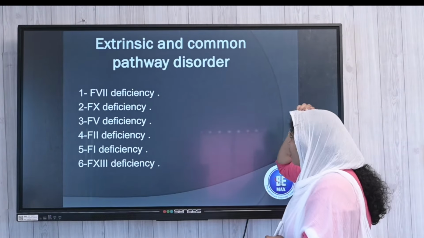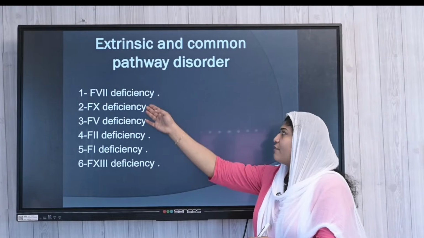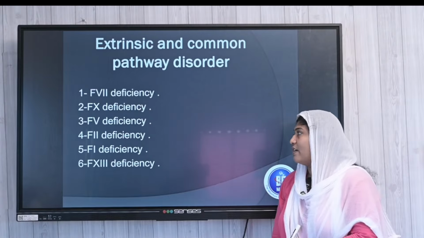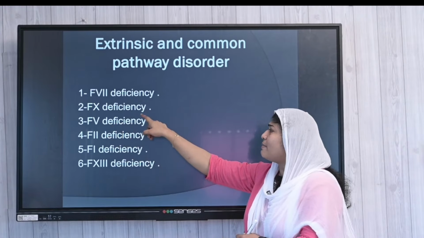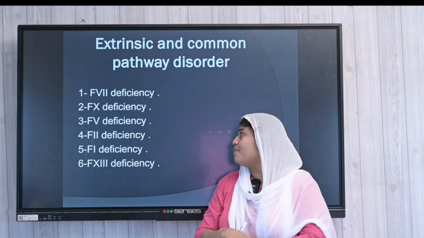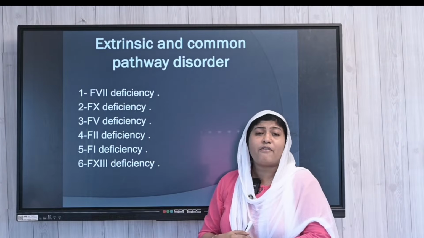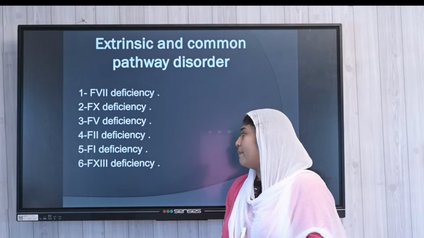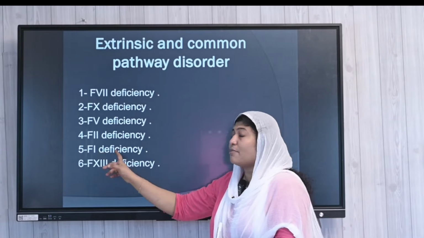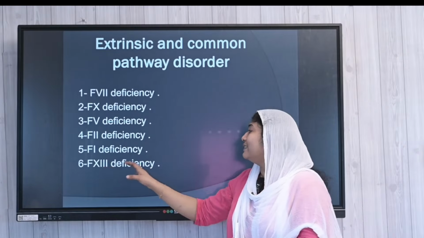Then in the extrinsic and common pathway, the patient will face problems in factor number 7, or stable factor, factor number 10, and factor 5. Factor number 10 and 5 support the common pathway. And factor number 2 deficiency, that is prothrombin deficiency: if a patient is without prothrombin, they cannot convert fibrinogen to fibrin for clot formation. Factor number 1 deficiency, or fibrinogen deficiency, will be affecting, and factor number 13 deficiency.